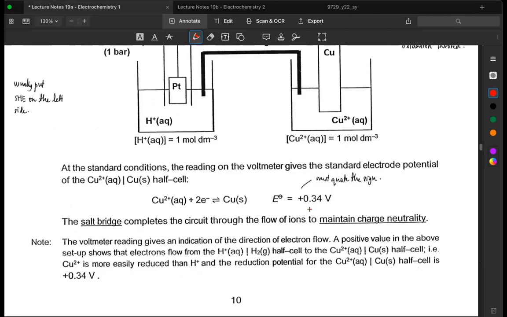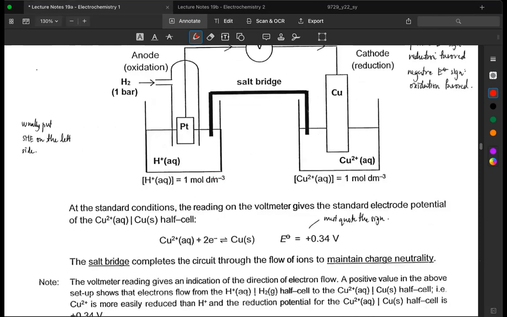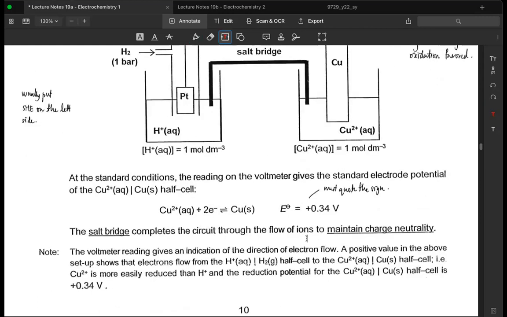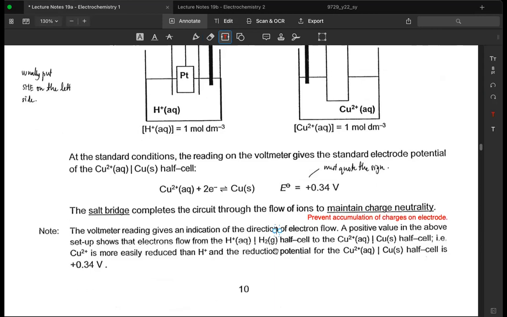Now, remember to code the sign because we need to indicate whether it's a positive or a negative. It's very important. Okay, so as mentioned, the salt bridge completes the circuit where ions can flow to maintain charge neutrality. So this salt bridge will also prevent the ions near the electrode from just accumulating; they will flow towards the salt bridge in a way. You don't want it to accumulate too much. All right.